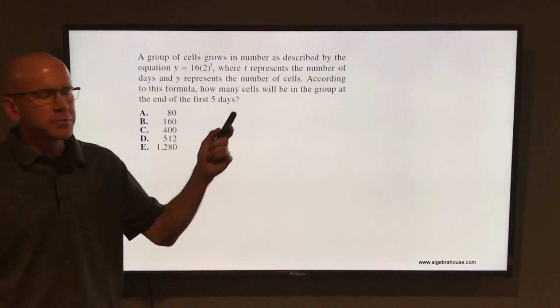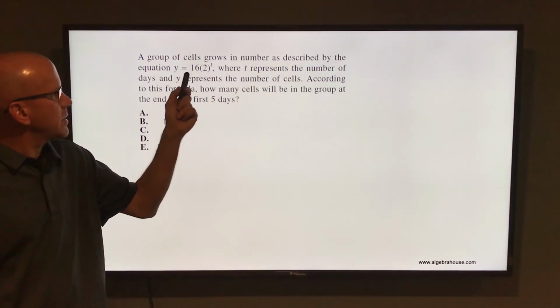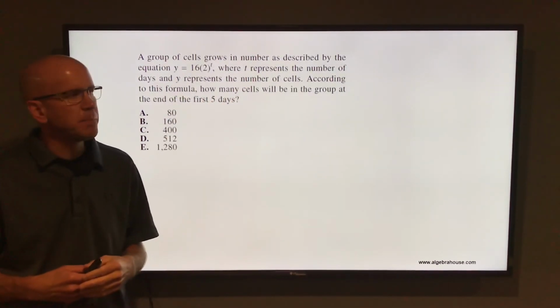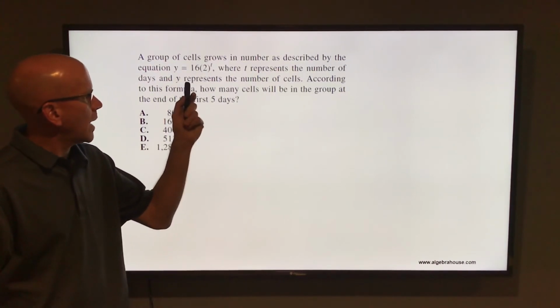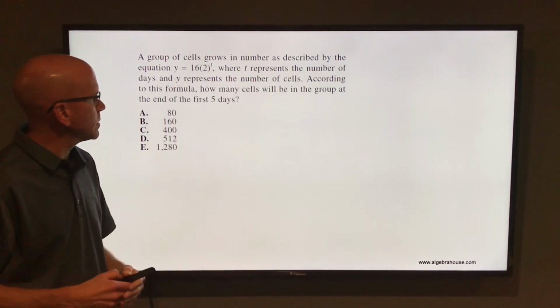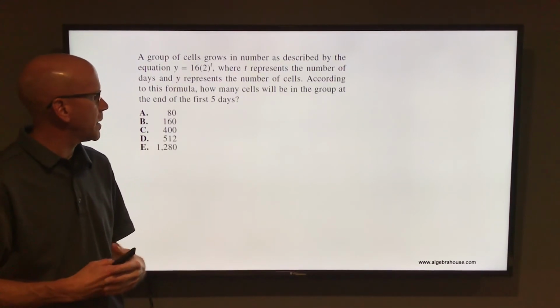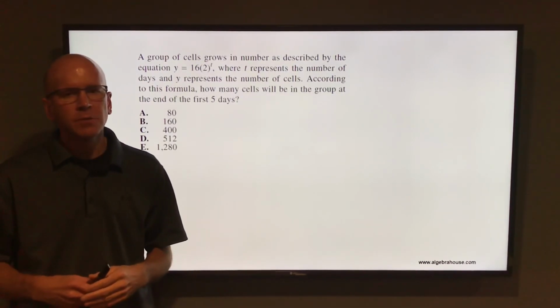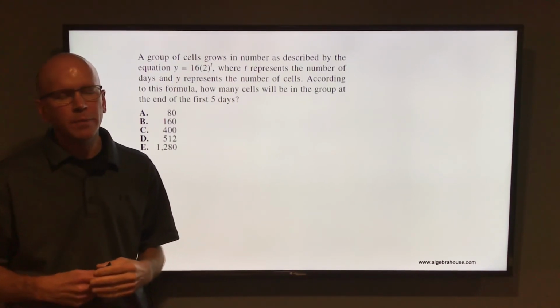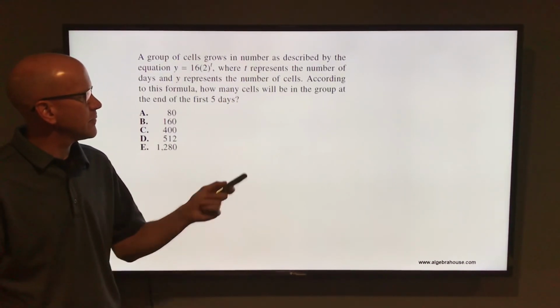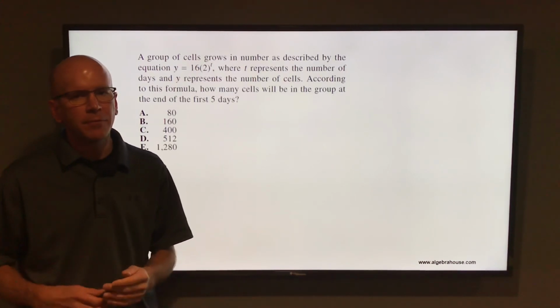A group of cells grows in number as described by the equation y equals 16 times 2 to the t power, where t represents the number of days. Y represents the number of cells. According to this formula, how many cells would be in the group at the end of the first 5 days? So some keys here are that t represents the number of days, y represents the number of cells, and you want to figure out how many cells there are after 5 days.